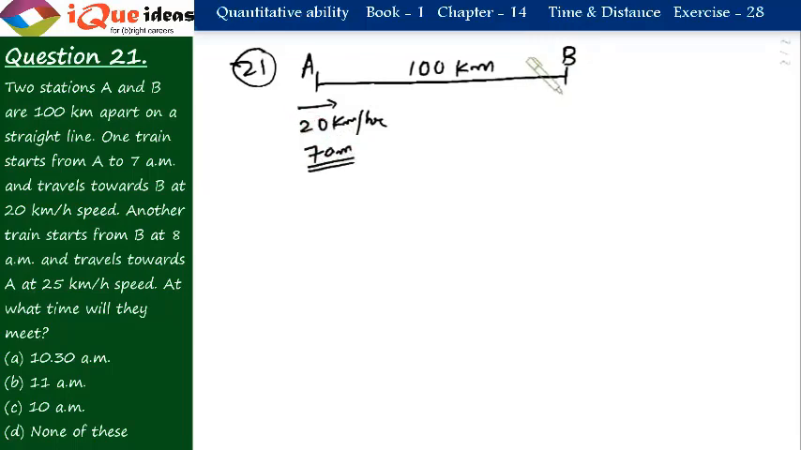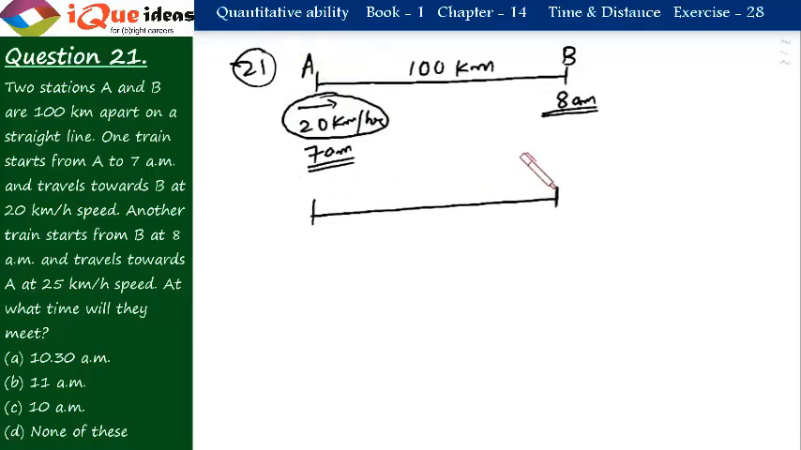But it starts at 7 a.m., right? There is another train which starts from B at 8 a.m. Alright? That means from 7 a.m. to 8 a.m. there is only one train that is moving, that is this one. So what is the distance traveled by this train in 1 hour? The distance traveled by the first train in 1 hour will be equal to 20 kilometers.